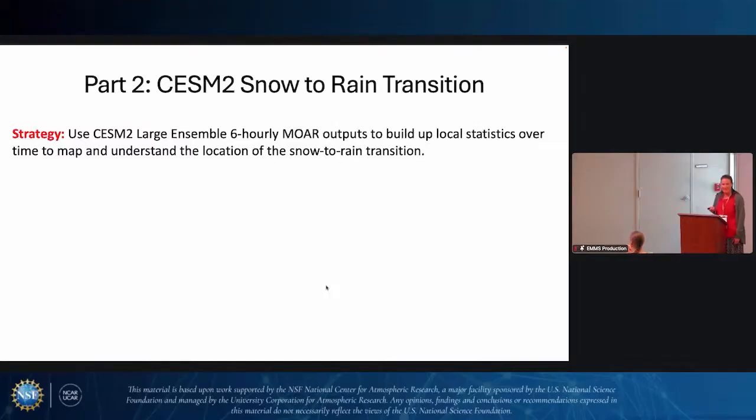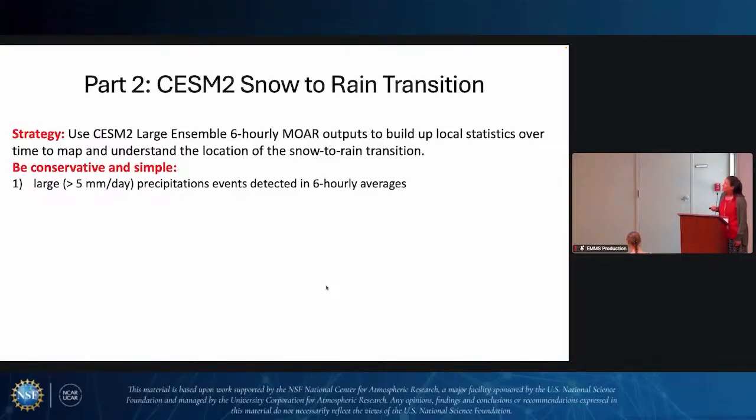And if you want to understand the atmospheric structures associated with precipitation phase changes, looking at the monthly mean atmospheric precipitation structure is not the way to go. You need really high frequency information. So I'm being really conservative and simple in thinking about these things. Large precipitation events is what I'm interested in.